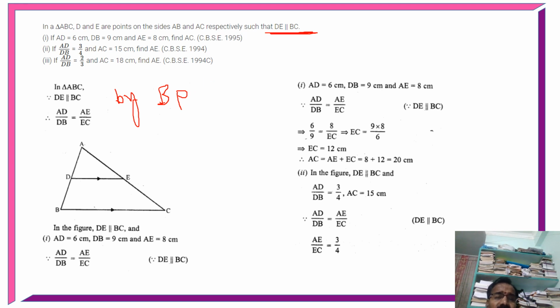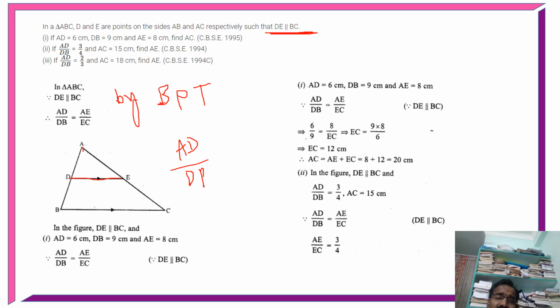What is the basic proportionality theorem? It states that if you draw any line segment parallel to one side of a triangle, then it divides the remaining two sides proportionally, in the same ratio. AD by DB equals AE by EC. The same thing we can write like this also, students, don't get confused: AD by AB equals AE by AC. See, AD by DB equals AE by EC.